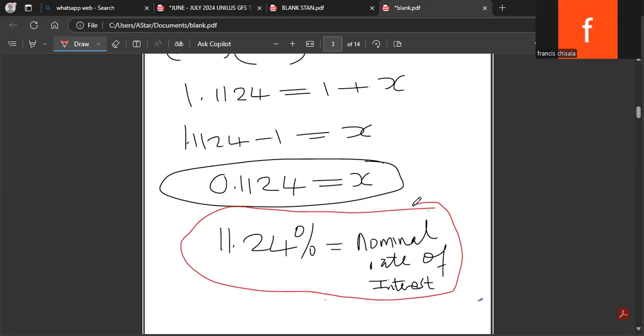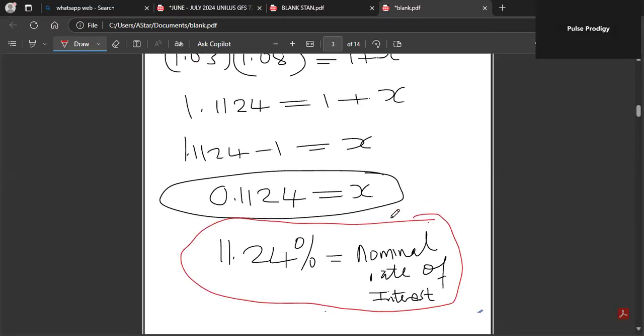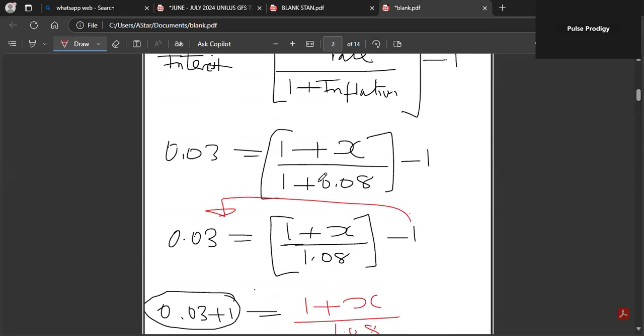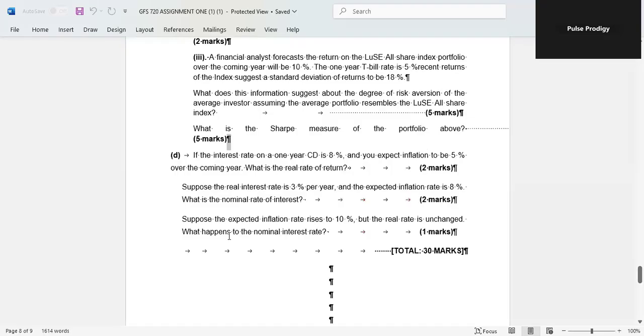Yes, sir. Okay, now I want us to go an extra mile to get the last part of this question, where we are looking at, suppose the inflation rate rises to 10%. What happens? So now the examiner just wants to check on the understanding. Inflation rate 10%, the real interest rate still remains at 3%. So what would be the new nominal interest rate? It's just about manipulating the formula and getting what we need, right?